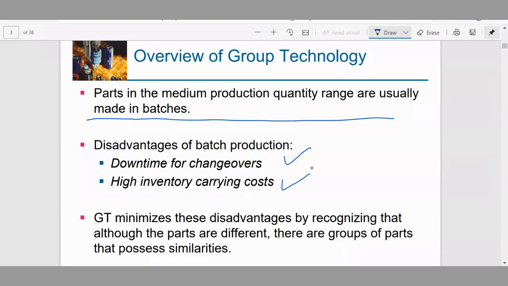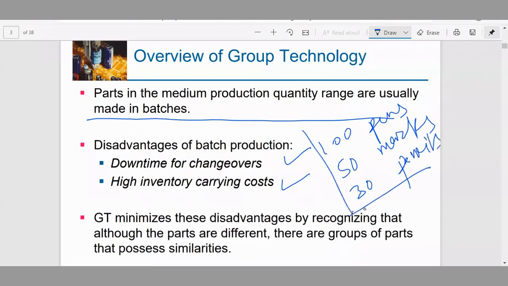Group technology or cellular manufacturing is the extension of batch production, right? In batch production, there are different batches. One batch is 100 pens, for example, then 50 markers. The same facility is going to manufacture 30 pencils, right? So these are batches of pens, markers, and pencils. This is called batch production.